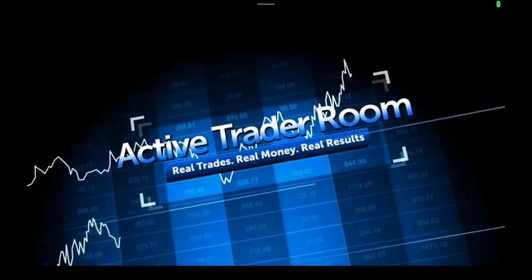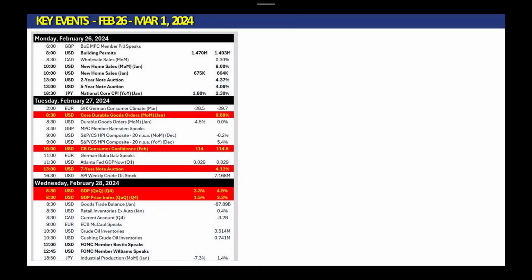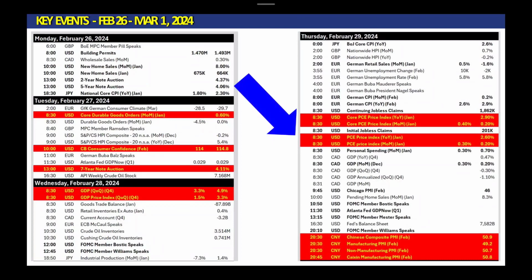Everyone, it was an exciting day in markets today and a very exciting week in front of us. The data flow this week is not as eventful until we actually reach Thursday. Of course, we are going to get some great data tomorrow, including the core durable goods data, consumer confidence, a 7-year treasury auction, GDP data on Wednesday, but it is this Thursday where the data truly matters. It's the inflation data coming out of the Fed.